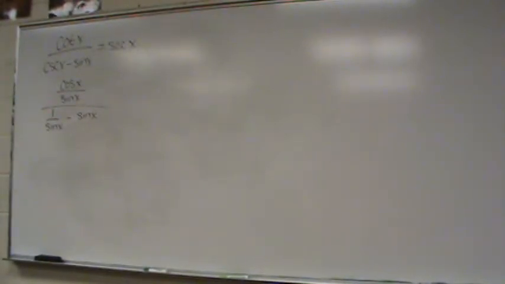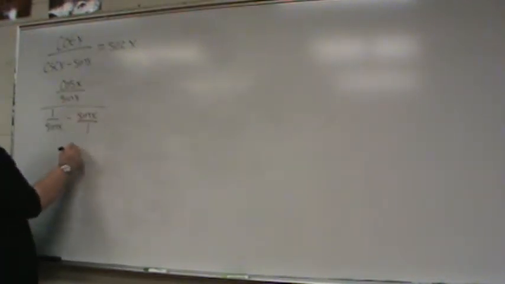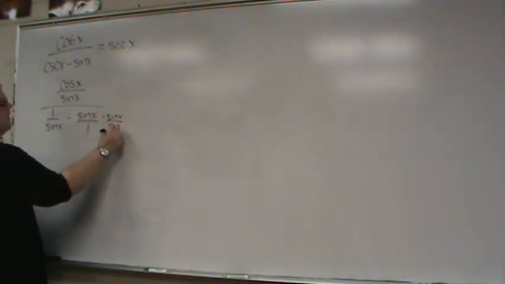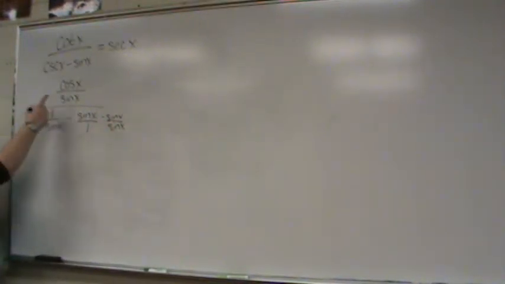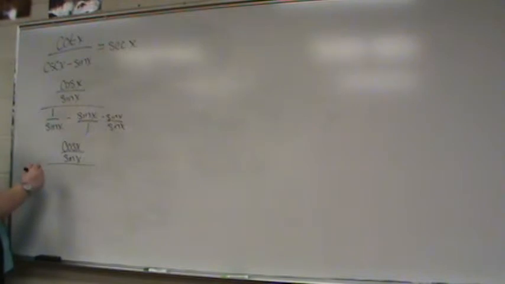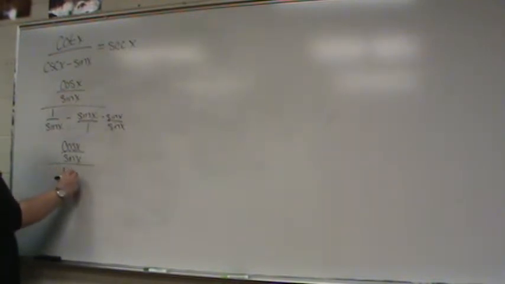So now what should we do? You can make the bottom 1 over sine x minus sine squared x over sine x. So you want to get common denominators. So we'll pretend that this is over an imaginary 1. Multiply by sine x so that we can get common denominators. So the top stays the same, and the bottom, I'm just going to combine them. You'll end up with 1 minus sine squared x all over sine x.